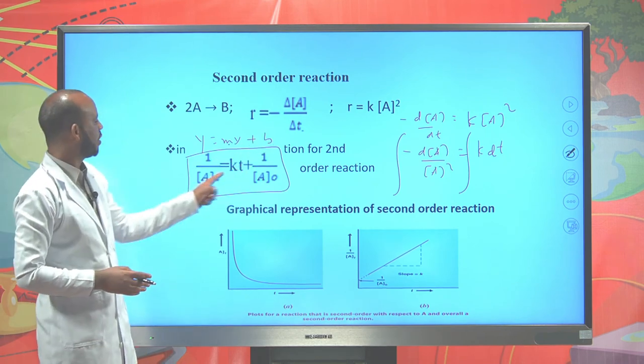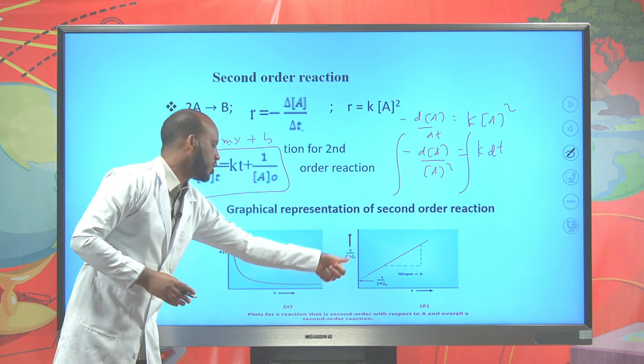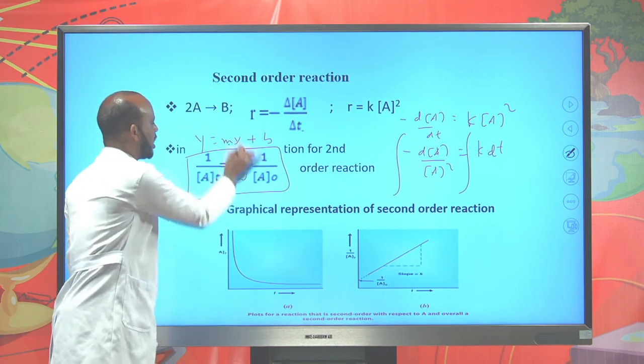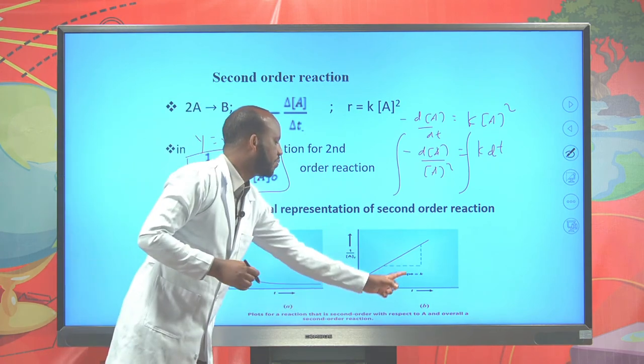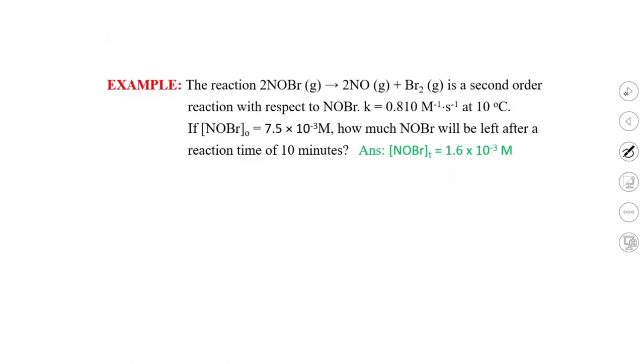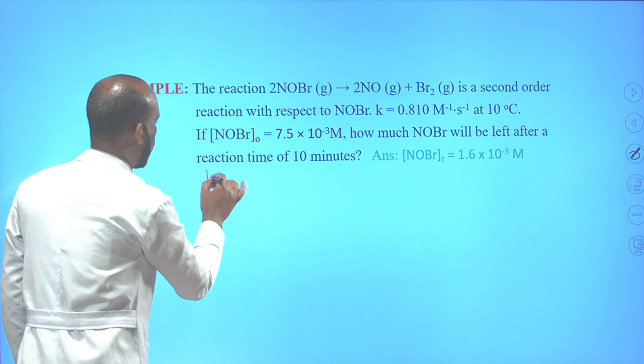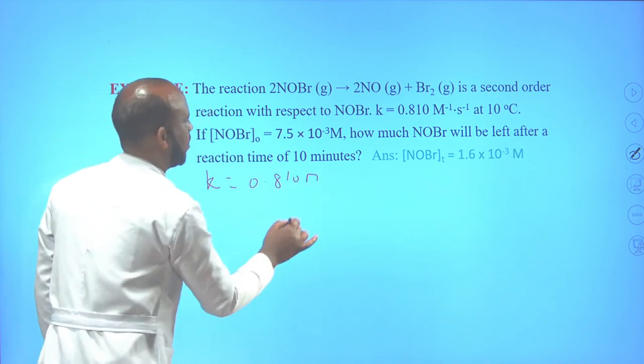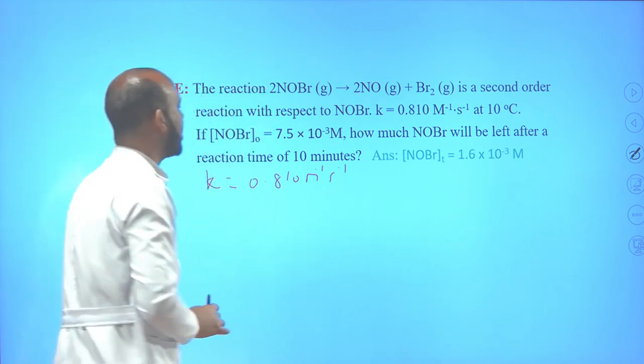Now, a plot of 1 over concentration of A at any time t versus t is a straight line with slope k. The slope is positive, straight line. This is graphical representation of second order reaction. For example, the reaction NOBr decomposed into NO and Br2 gas is a second order reaction with respect to NOBr. The rate constant k is given, k equal 0.810 per molar per second at 10 degrees centigrade.